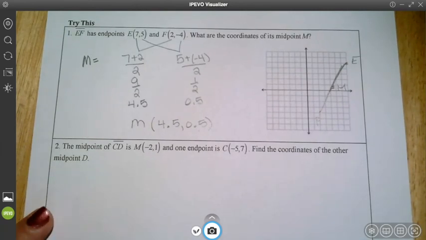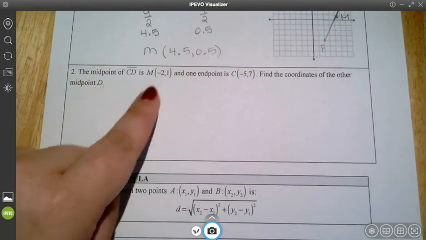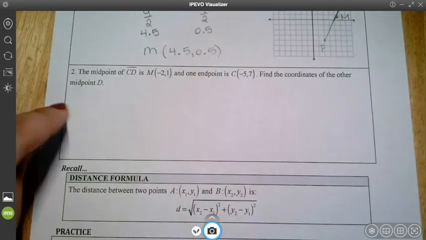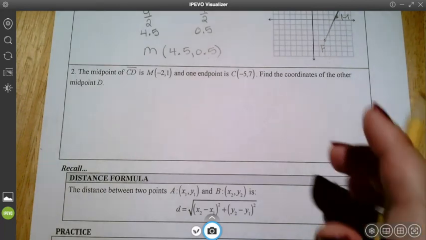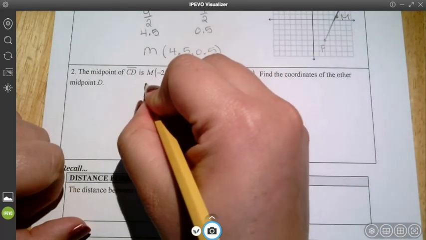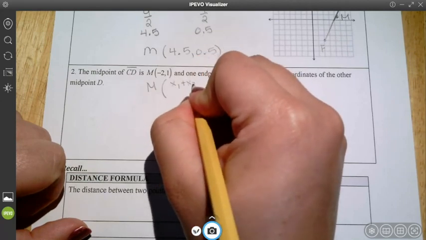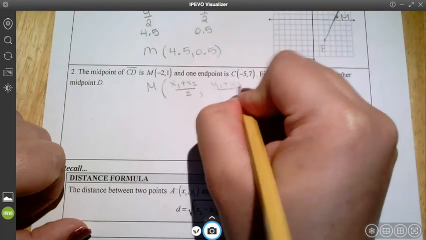Okay, on part 2, and we are also going to do this together. On part 2, we're given the midpoint and one of the endpoints, and we want to find the other endpoint. So we kind of have to use that equation that we just used, but we're doing it backwards. So notice we had the midpoint is x1 plus x2 over 2, comma, y1 plus y2 over 2.